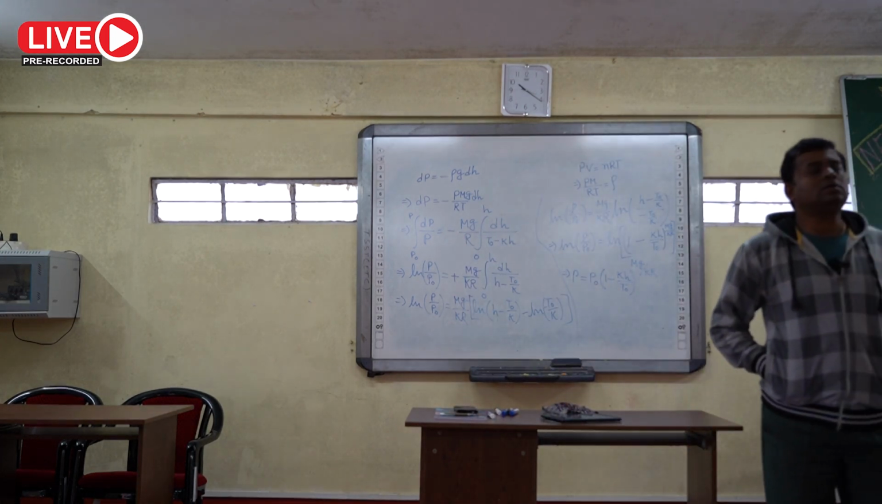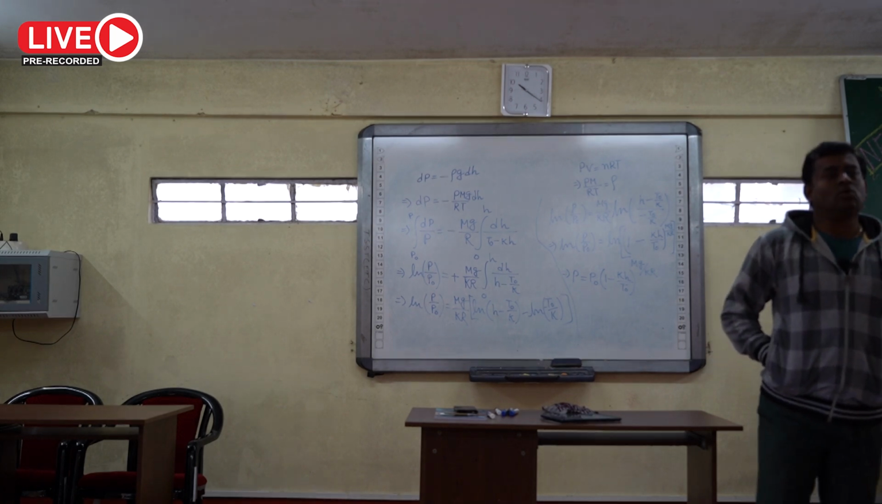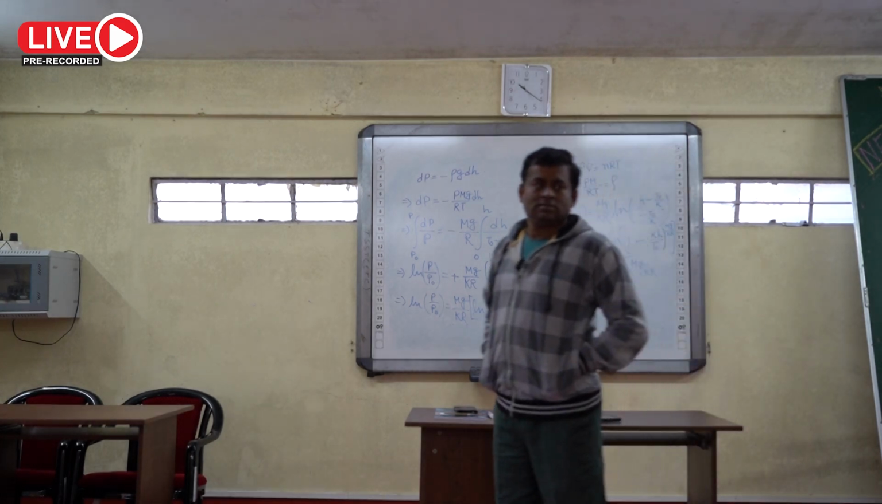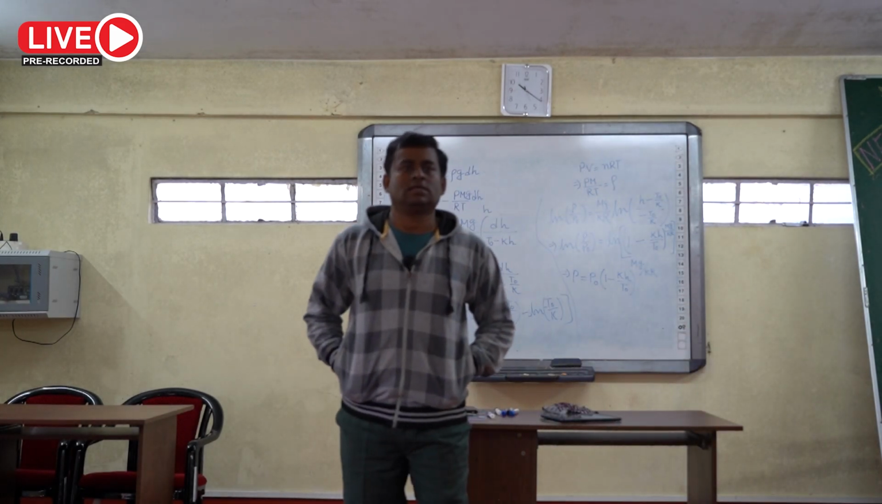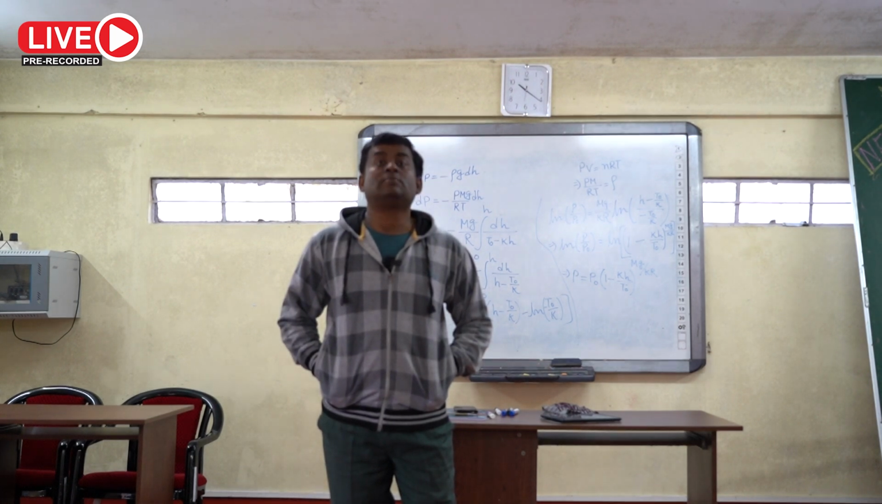Okay, how many are missing? 1, 2, 3, 4. Where are they? One of my friends is sick. That boy, the one who sits here.